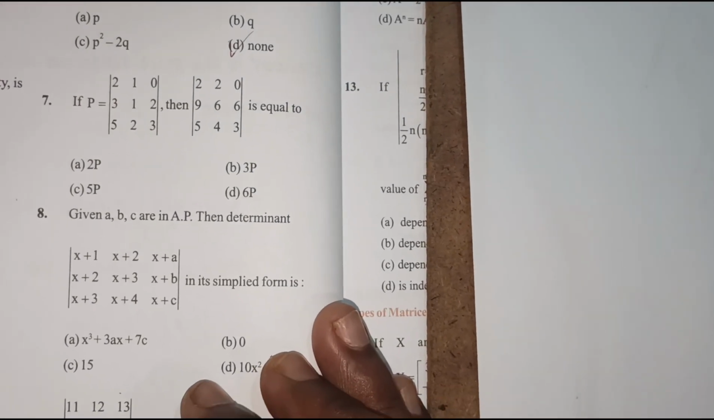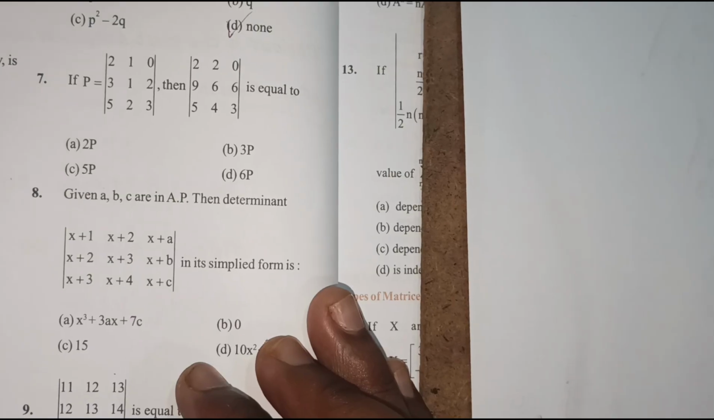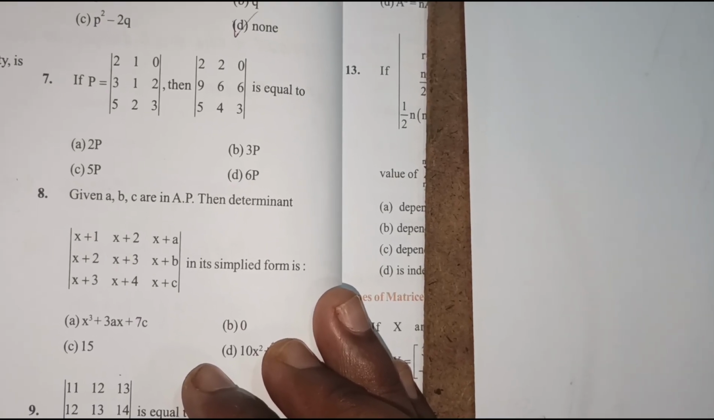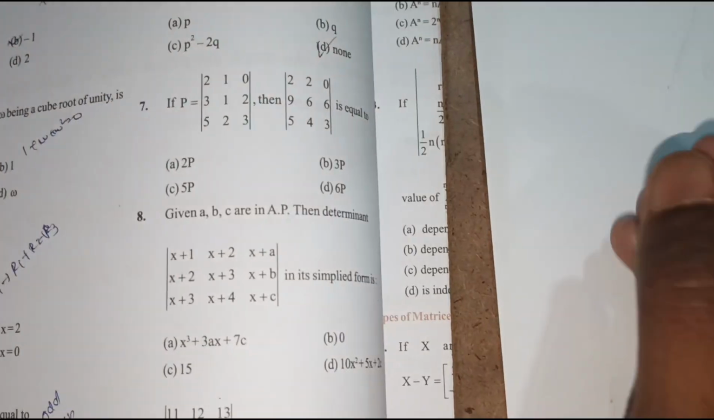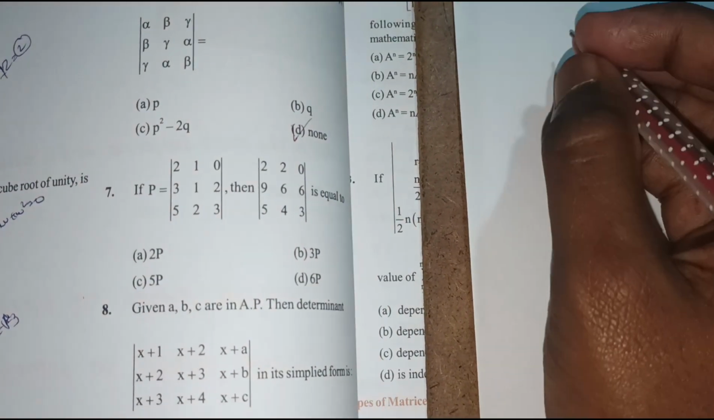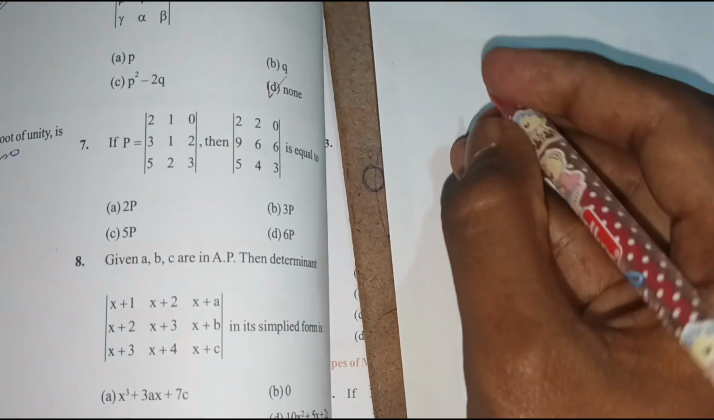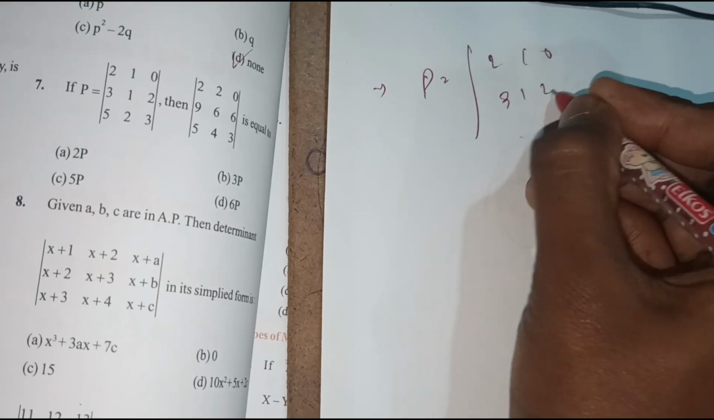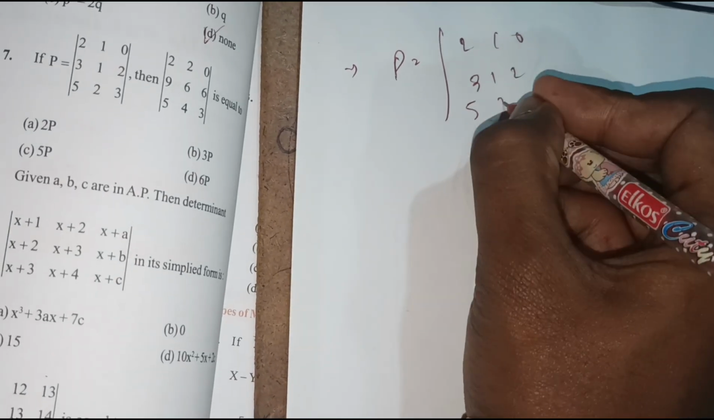If p equals 2, 1, 0, as you can see in this video, then what is the value of this determinant? Let's understand this. I will revise the concept here. There is nothing special in the concept, you will find the determinant in the usual way. First, the determinant p equals 2 1 0, 3 1 2, 5 2 3.